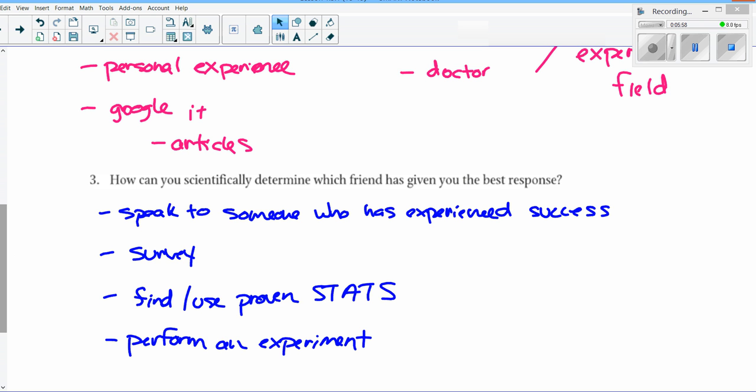You could conduct a survey, so you could give surveys to people and then see what commonalities there are between them. You could find or use proven stats. I'm sure there are always stats of things that you can find on the internet. And you could also perform an experiment. Okay? So again, pause anywhere you need to, write all that down.